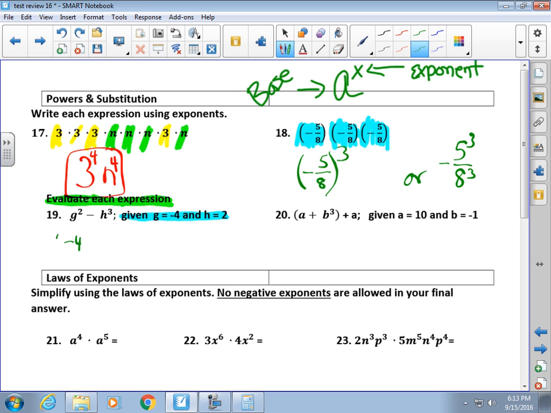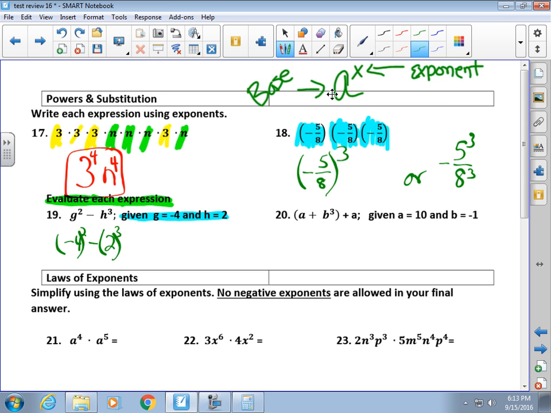So I'm going to write negative 4. I'm going to put it in parentheses. All right. And then there's a power of 2 right outside. Then there's a minus. And then h. Wait, they gave me a value for h. H is 2. Then it has an exponent of 3 on the outside.